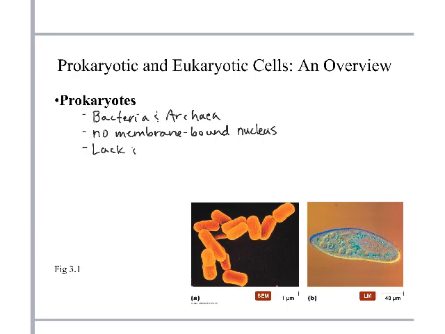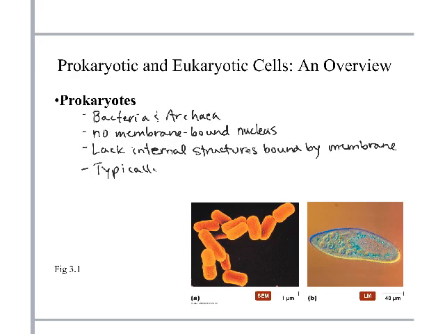Prokaryotes also are going to lack internal structures bound by a membrane. Okay, so not only they don't have a nucleus, but they don't have all the organelles that eukaryotes do as well. Typically, they're also going to be a lot smaller. Typically, they're going to be about one micron or micrometer in diameter or less.